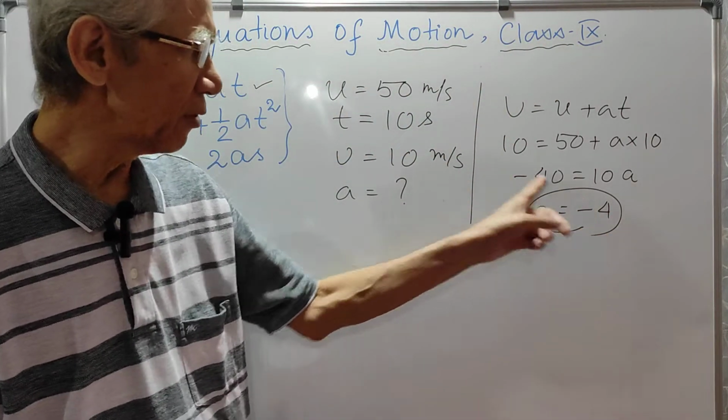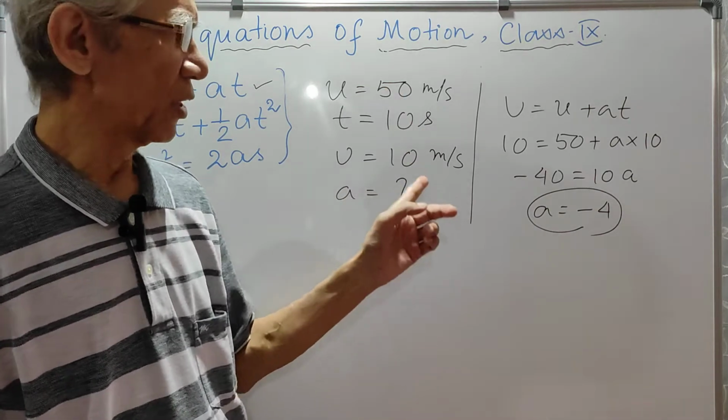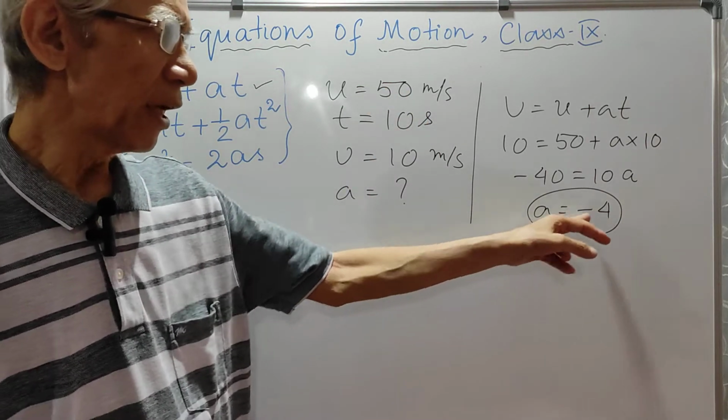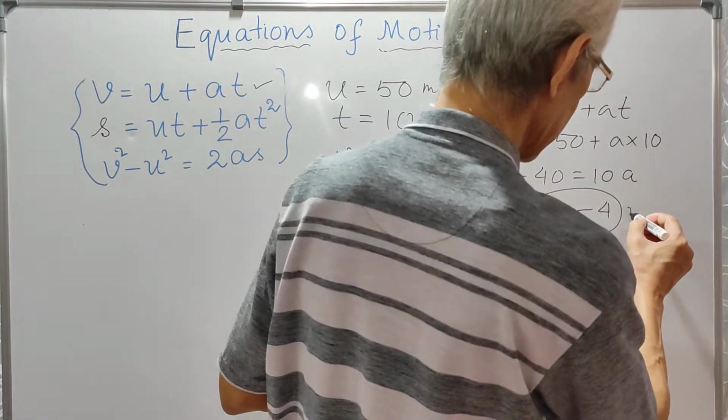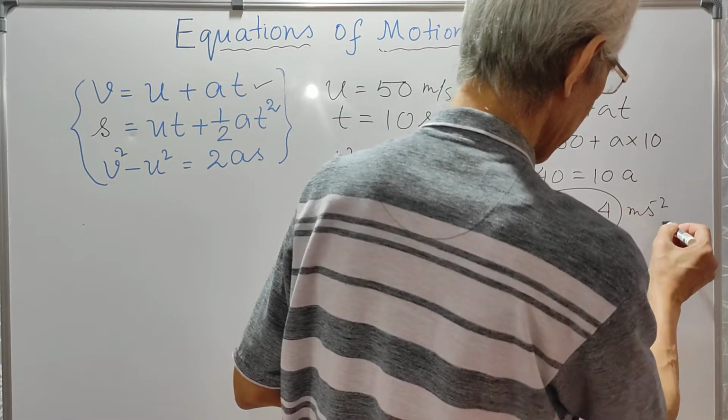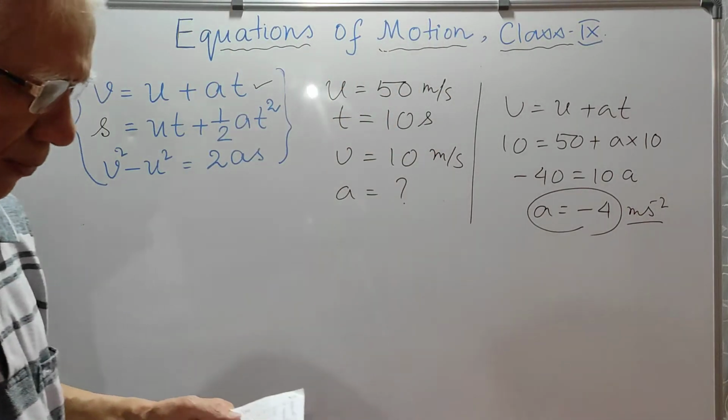So you see the answer has come negative. Why has the answer come negative? Because this is a case of retardation, negative acceleration. So automatically the answer is negative. So what is the answer? Minus 4 meter per second square. That is the unit, meter per second square.